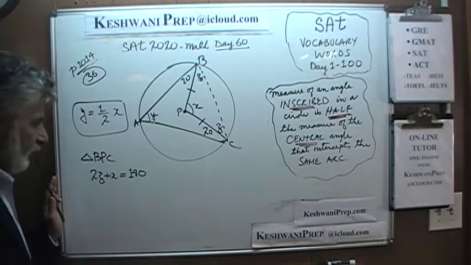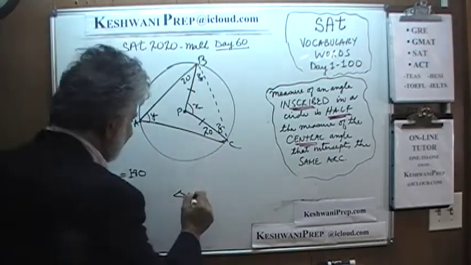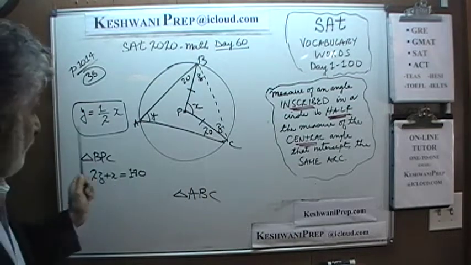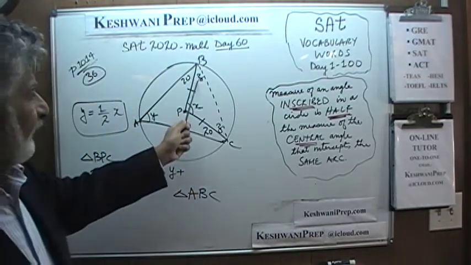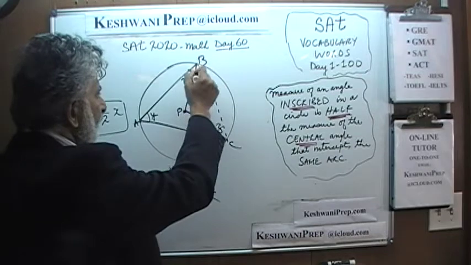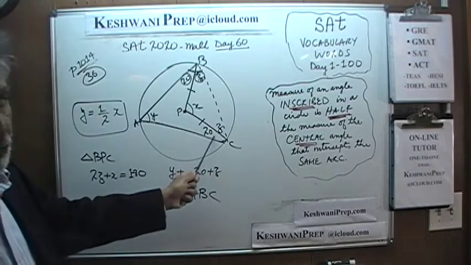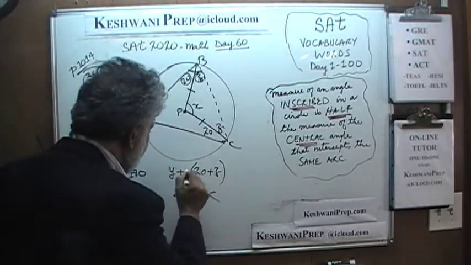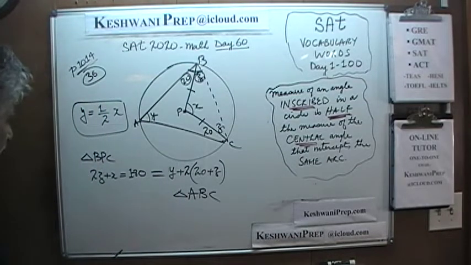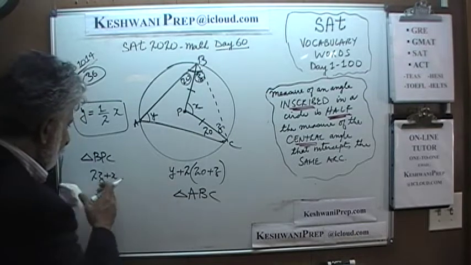Now let's look at triangle ABC. This angle is Y. This angle in triangle ABC, we're looking at this entire triangle right here, this here is 20 plus Z, and that angle is also 20 plus Z. So it's 2 times that amount. And that also has to equal 180 because it's a triangle. Which means that this quantity 2Z plus X has to equal this quantity, because they're both equal to 180, which means these two quantities are equal to each other.